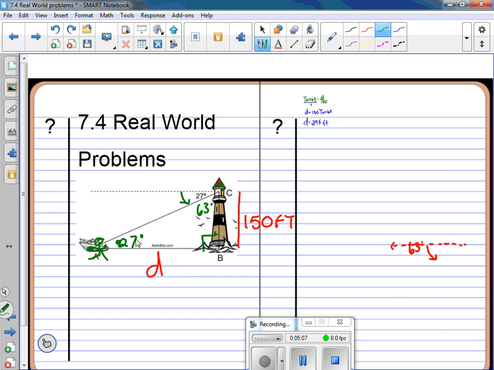Let's go ahead and see if you can write a trig function that relates this angle and these sides together, and then solve it. Go ahead and put me on pause, do the whole thing on your own, come back and check your work.